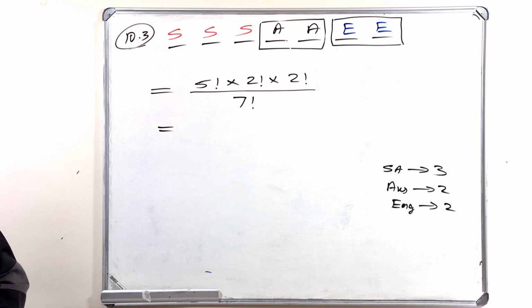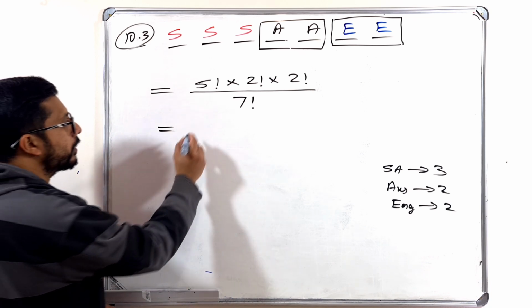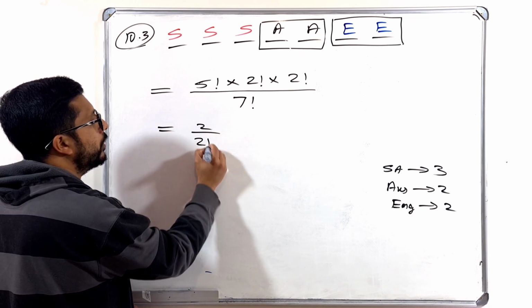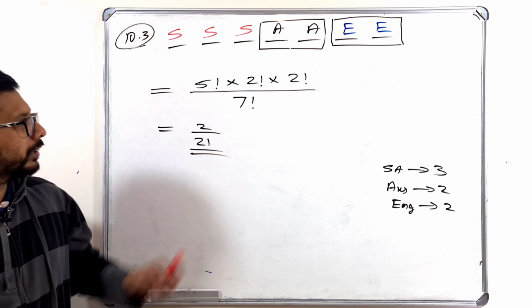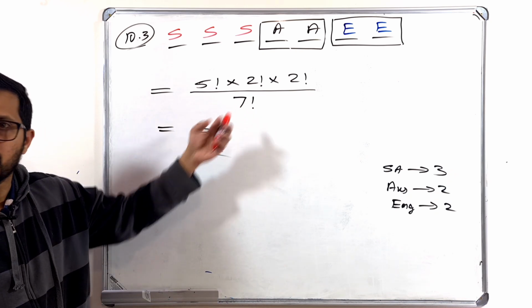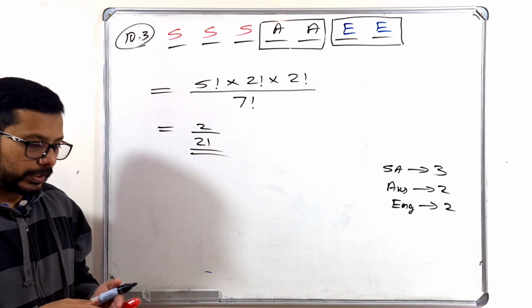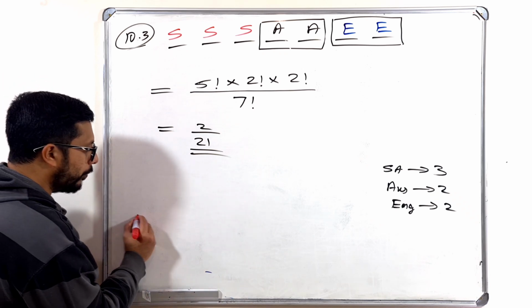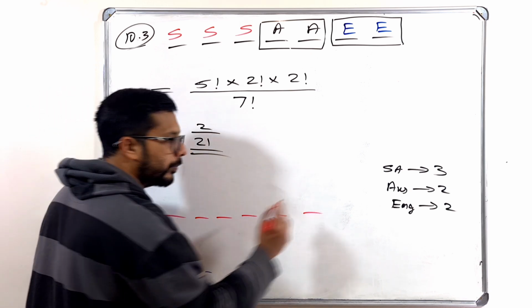Take your calculator and type it exactly like this. So it is 2 by 21. The answer is 2 by 21. Maybe some of you are thinking, how do you get this 7 factorial? It's very easy. Without any condition, how many possibilities are there? How many rooms are there, or how many people? 1 2 3 4 5 6 7 people are there.